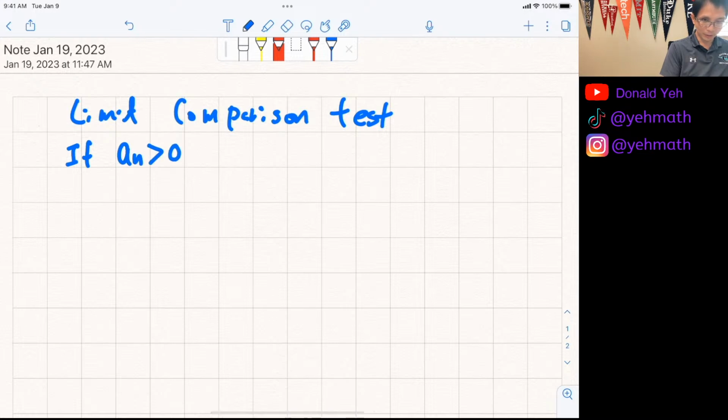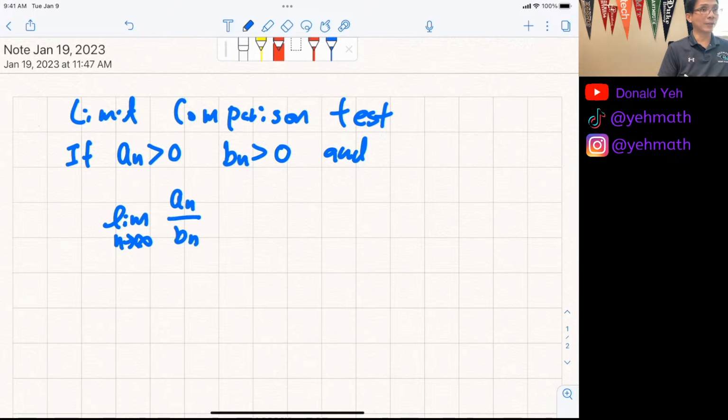A_n is greater than 0, B_n is greater than 0, and so you compare the ratio of A_n over B_n. Why do you compare? Because if they compare and equal a finite number, that means they are pretty close to each other. If the series you compare to diverges, then the other series also diverges. If it converges, then the other series also converges, because infinity is pretty close to infinity.